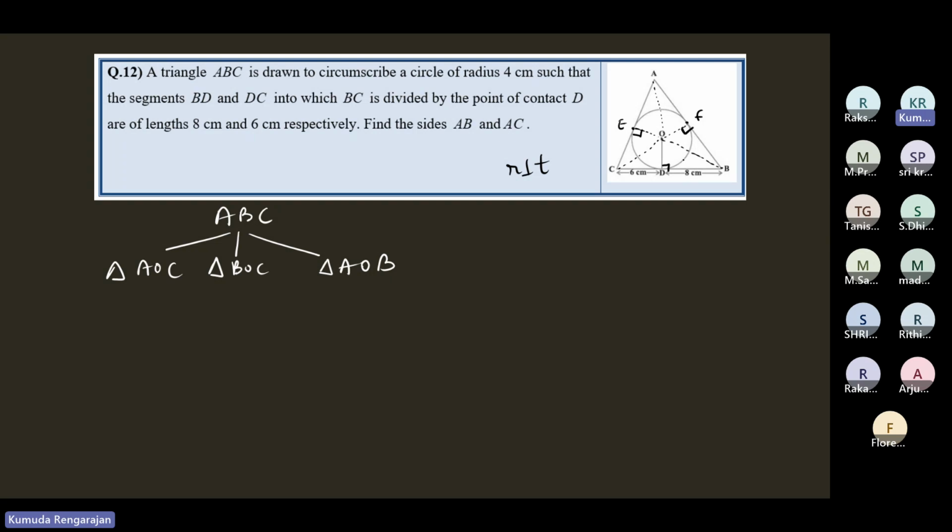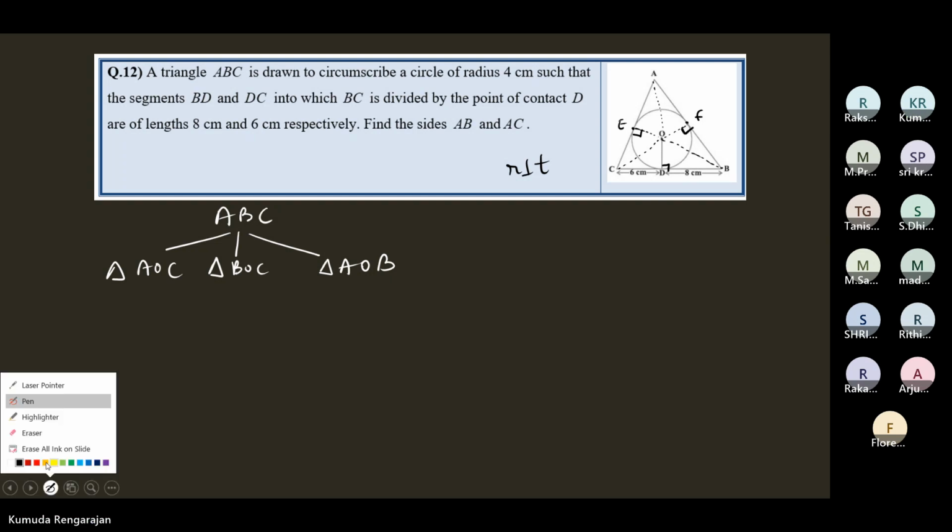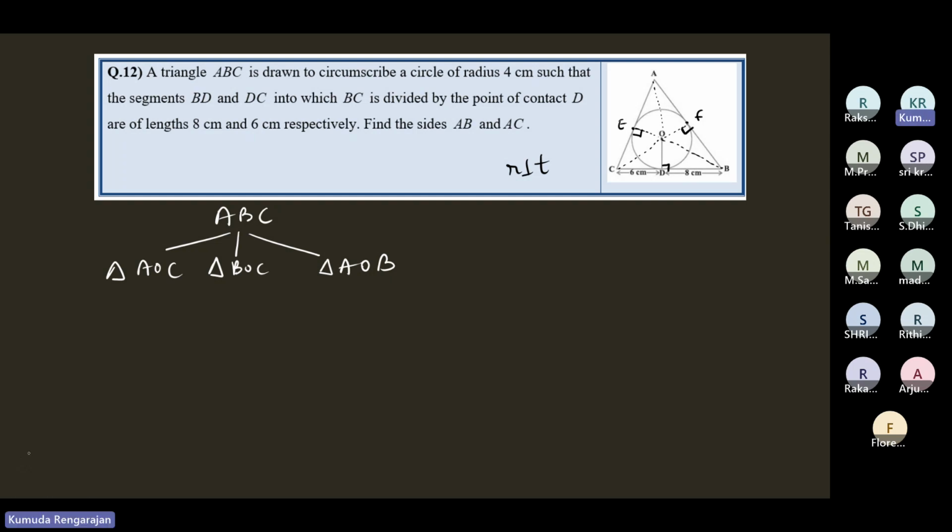Tanishka, name the tangents from A. Quickly, Tanishka, name the tangents from A. From A, C, C, B, and A, B. Wrong. Rajat, name the tangents from A. Name the tangent segments from A. Tanishka, you can try again. Name the tangent segments from A. Tanishka?